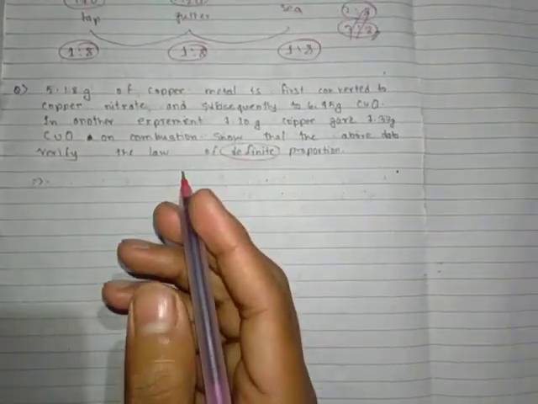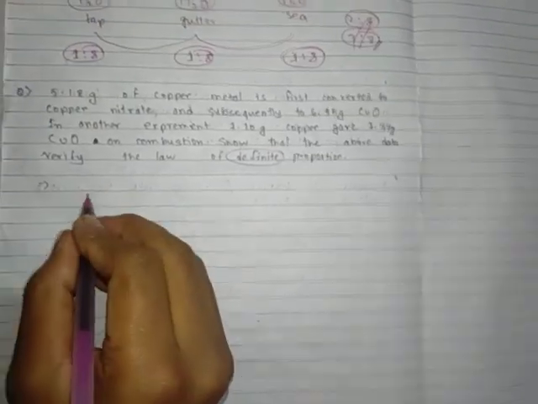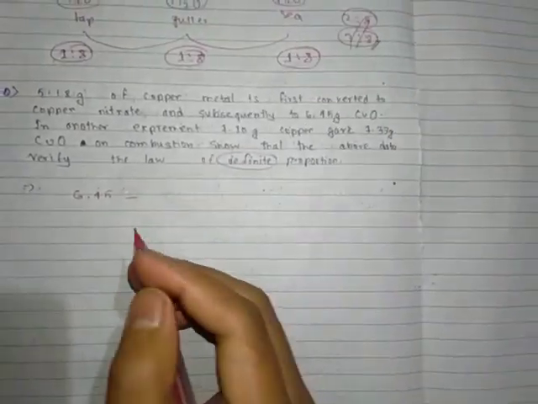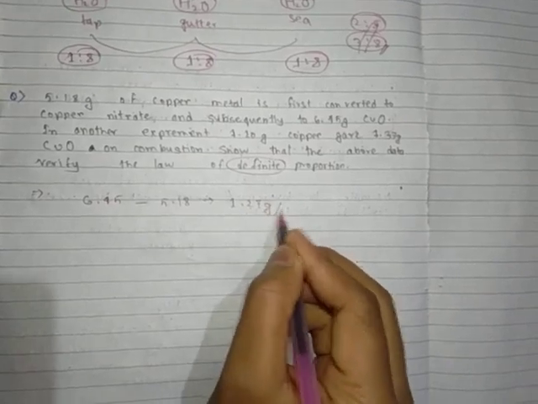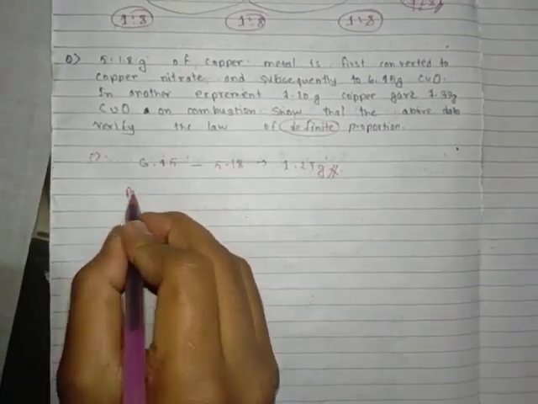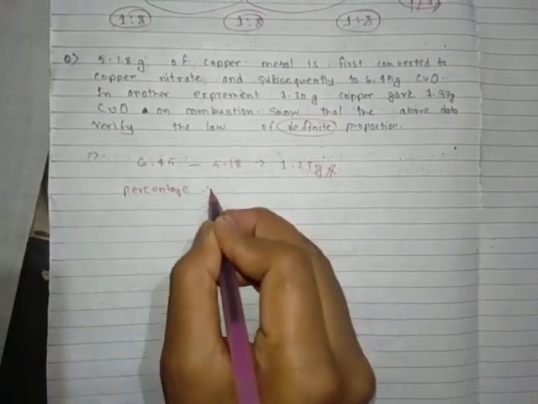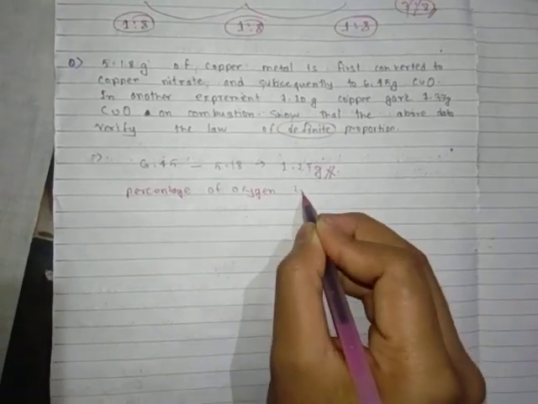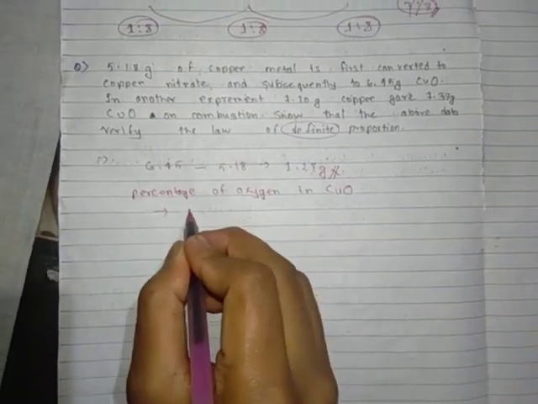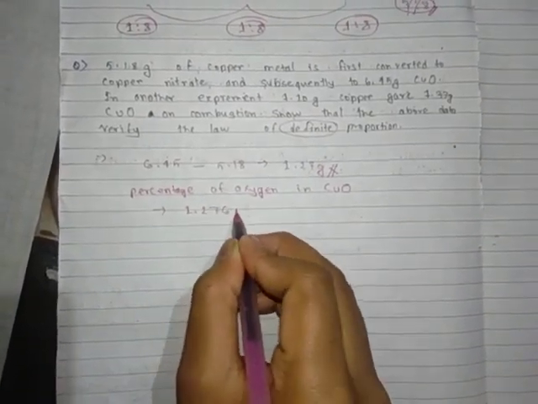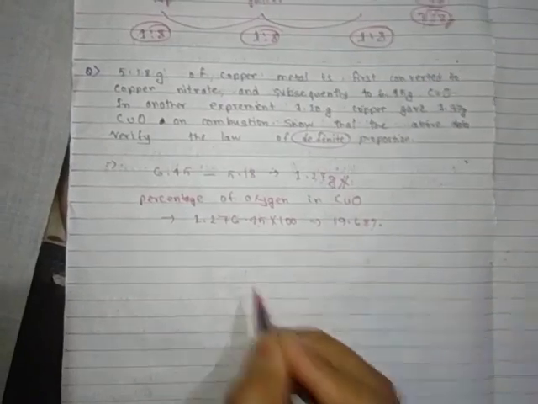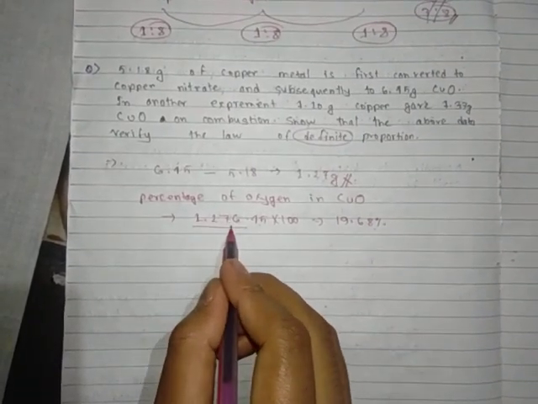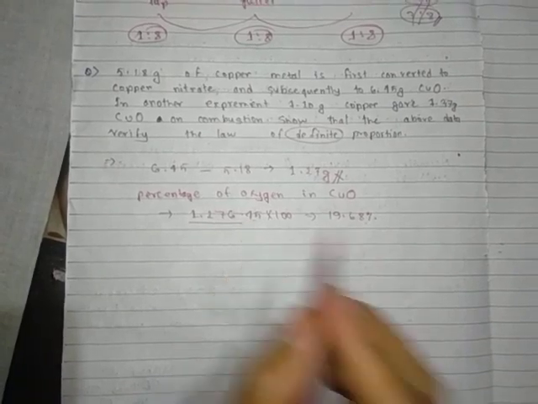So the mass of oxygen in the first observation: 6.45 minus 5.18, the remaining portion will be 1.27 gram. Next, the percentage of oxygen in CuO: 1.27 divided by 6.45 into 100, and we will get 19.68%.